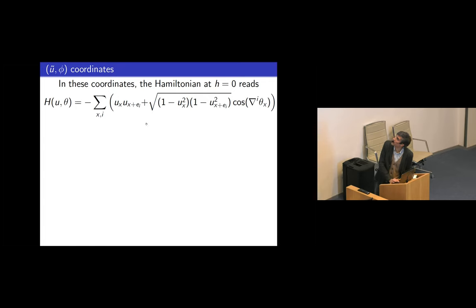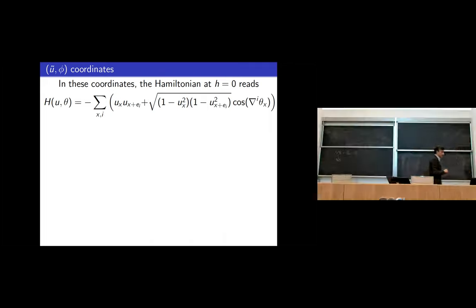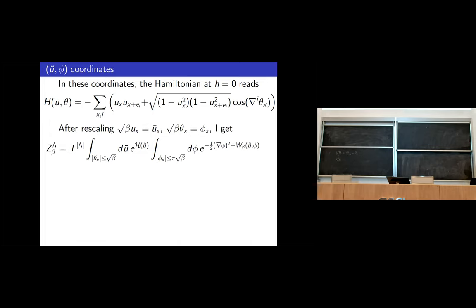Okay, so in these coordinates, this is just a rewriting. The Hamiltonian becomes this one. There is a u term, and then there is a cosine of the discrete gradient of theta with this prefactor here. I'm using the following notation: this discrete gradient in direction i of theta x is nothing but theta of x plus e_i minus theta x. I will sometimes write nabla with this label i of theta x, or sometimes I will write the x next to the nabla. This is just notation.